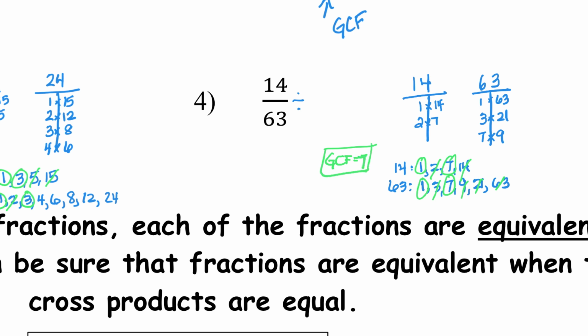That does not look like a 7. There we go. So now what's the next step? I divide my numerator and my denominator by the greatest common factor. 14 divided by 7 is 2, and 63 divided by 7 is 9, and I am good to go.